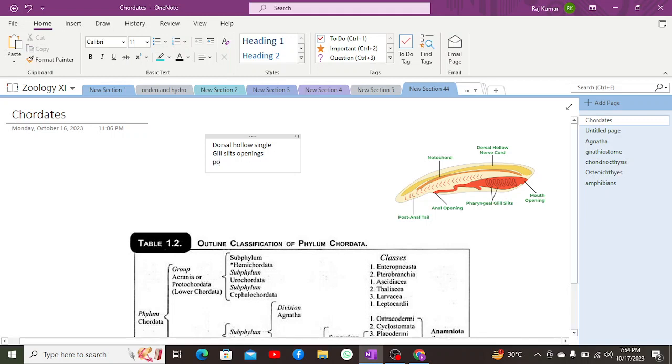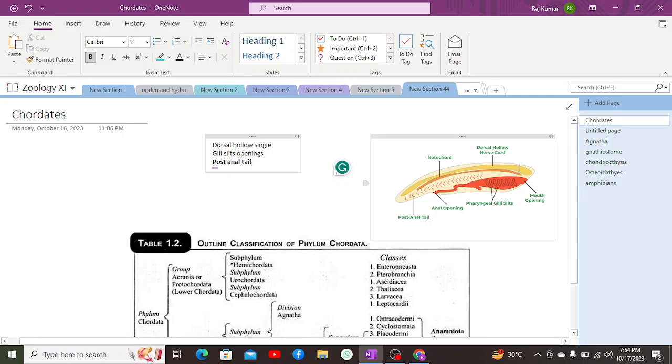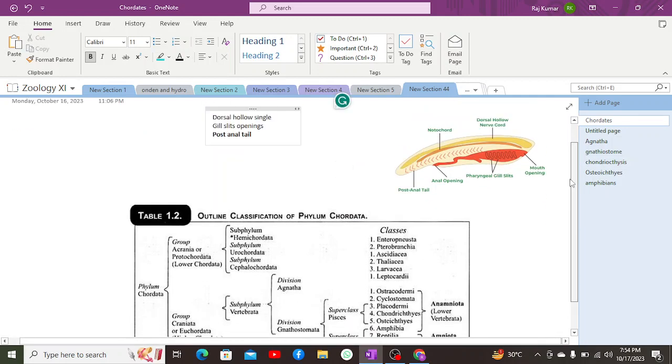After that, the fourth characteristic is the post anal tail, which is present in all chordates. Some of them have their post anal tail modified into other organs. In humans, the post anal tail is modified into the coccygeal vertebrae. That is why we also call the coccygeal vertebrae the tailbone.